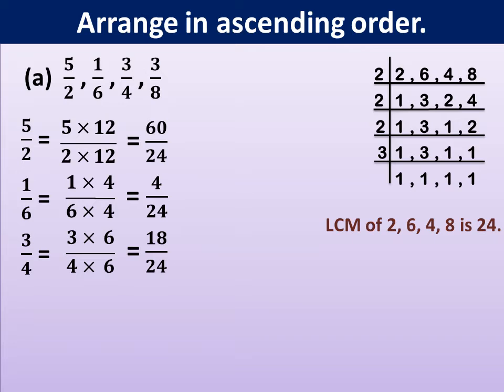Now we take 3 upon 8 to make the denominator same. Which digit will you multiply to bring 24 in the denominator? Yes, the digit is 3 because 8 threes are 24. So we multiply numerator and denominator by the same number 3. 3 threes are 9 and 8 threes are 24. So the fraction is 9 upon 24.